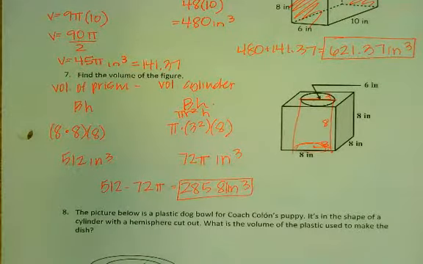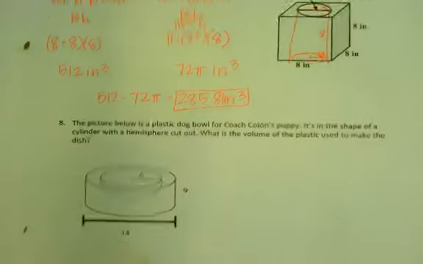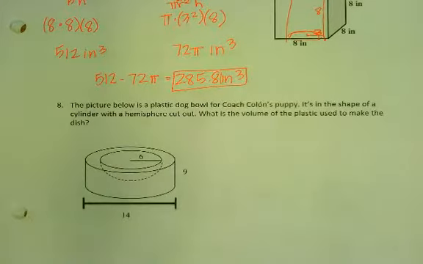Alright. Number 8. The picture below is a plastic dog bowl for Coach Cologne's puppy. It's in the shape of a cylinder with a hemisphere cut out. What is the volume of the plastic used to make the dish? What are we going to have to do? Cylinder volume minus hemisphere. Very good.